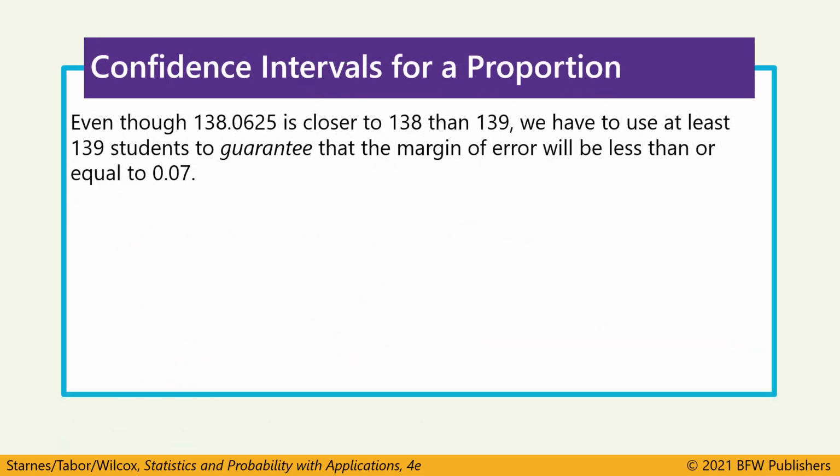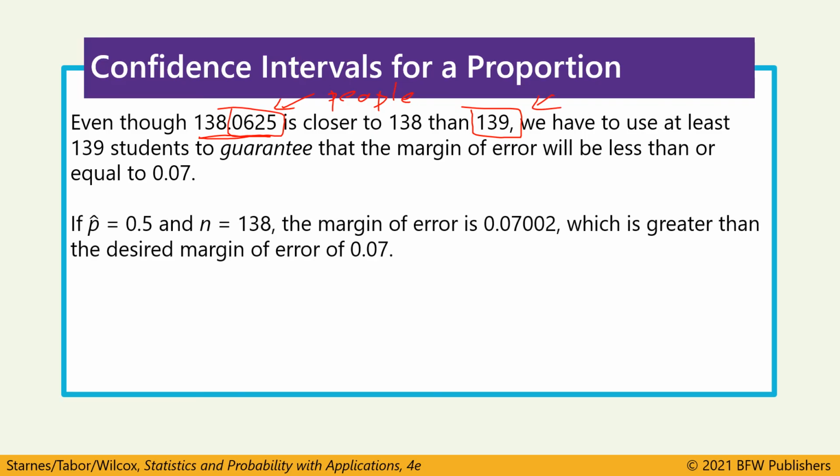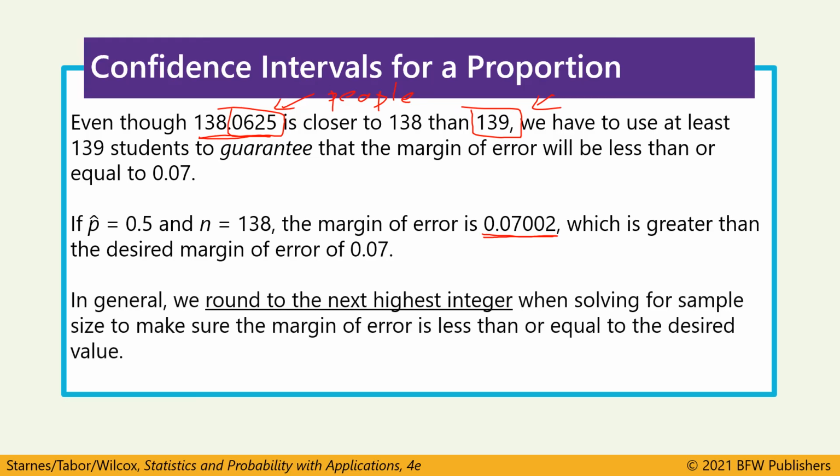Now note, this number is a lot closer to 138 than 139, but it doesn't matter. We're still always going to round it up. This is the number of people that we need to survey. And once we start talking about a portion of a person, we need to take the entire next person. If we rounded it down and found the margin of error, we'd get 0.07002, which is really close to 7%, but it's not meeting that criteria of a margin of error of no more than 7%. So we always round this to the next highest integer, even if it's really close to the lower number.